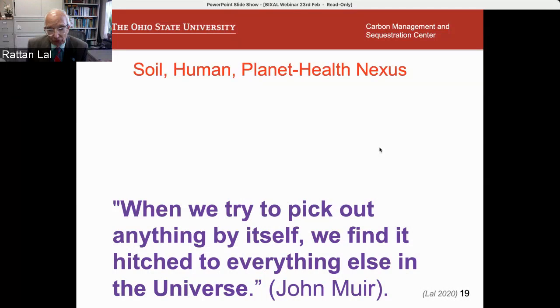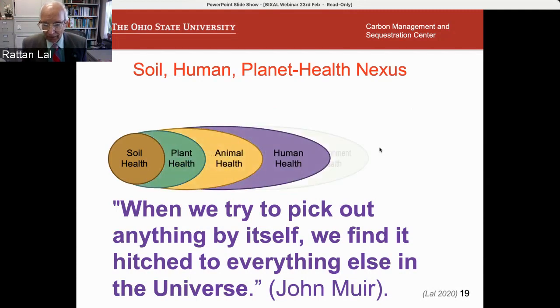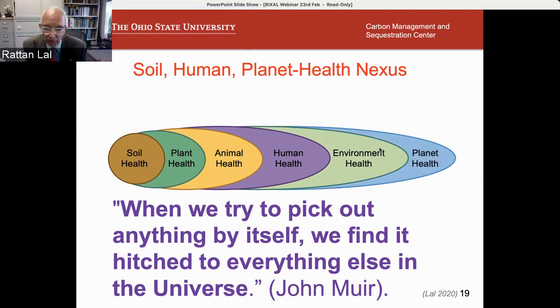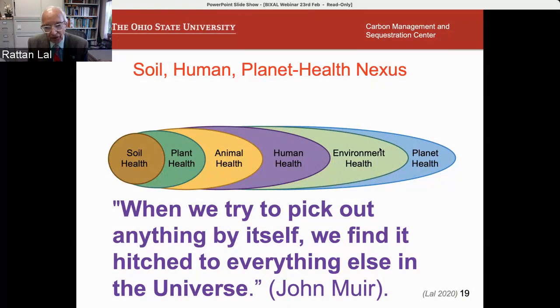That brings me to the question of interconnectivity, the One Health concept: the health of soil, plants, animal, human, ecosystem, and the planet is one and indivisible. This was said in a very different way by John Muir, but the concept is the same. When we try to pick out anything by itself, we find it hitched to everything else in the universe. And this interconnectivity should not be forgotten.